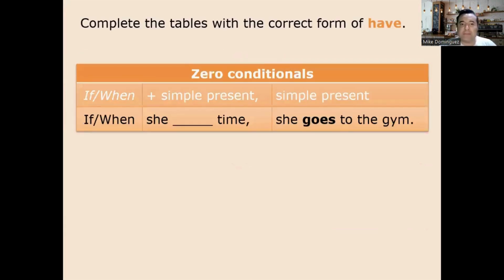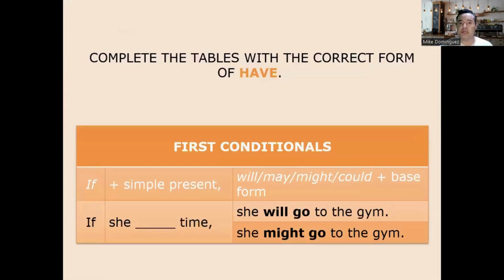So this is talking about zero conditionals. Okay, there we go. Zero conditionals. Ahí está el zero conditional. If she has time, she goes to the gym. Present condition, present action. Condición en el presente, la reacción en el presente. Okay, that's zero conditional.